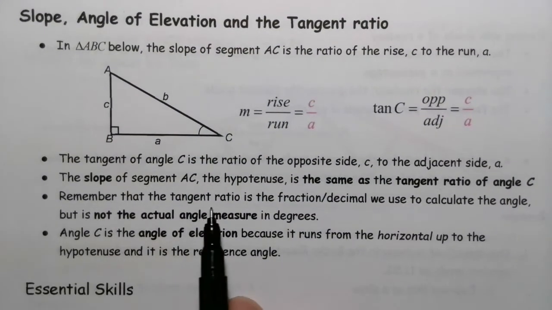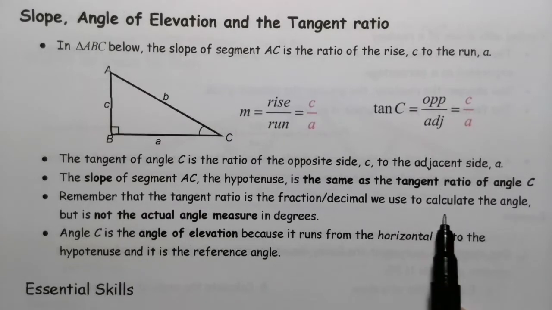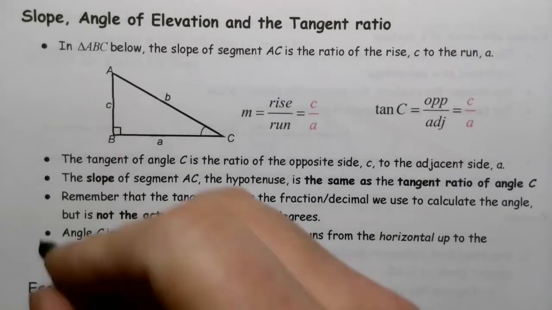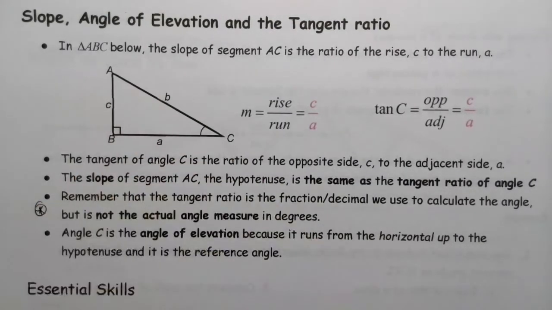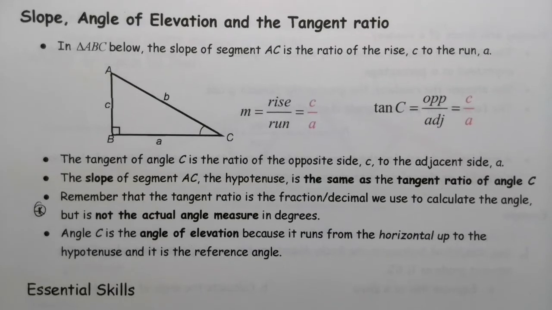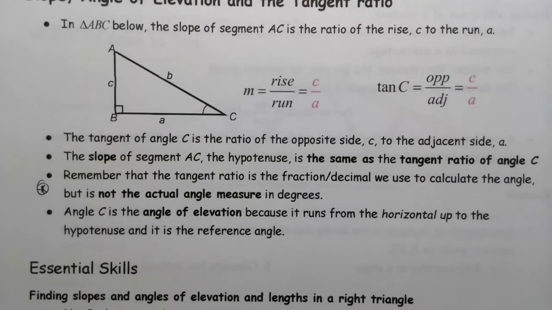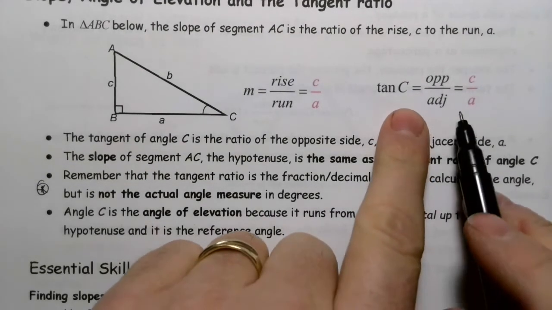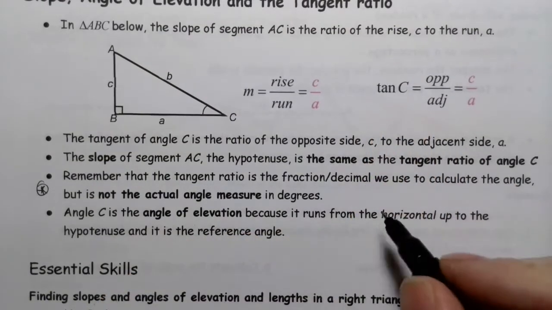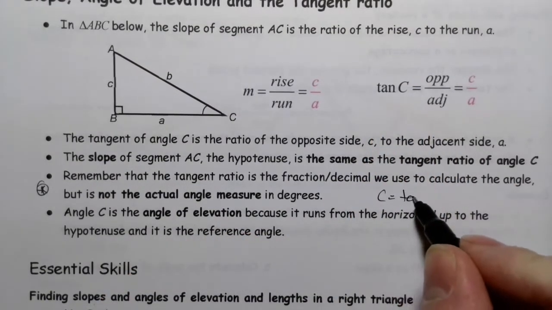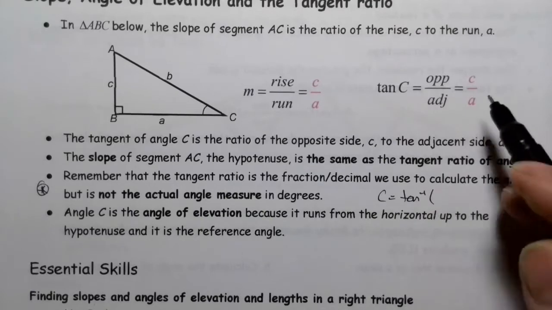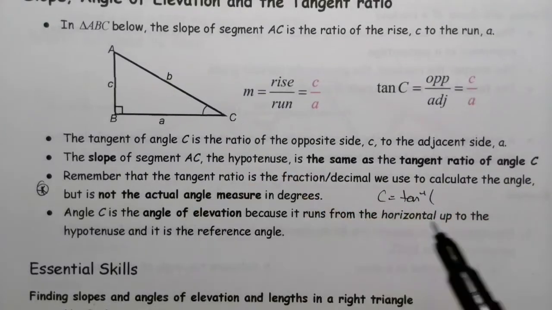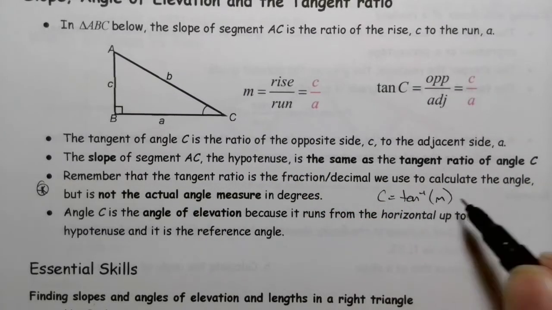So remember that the tangent ratio is the fraction or decimal we use to calculate the angle, but it is not the actual angle measured in degrees. That's important. It's very easy for people to get confused between the ratio and the angle. In order to get the angle, remember you have to use the inverse tangent. The angle is the inverse tangent of C over A, and now we can be even more specific. It's the inverse tangent of the slope.